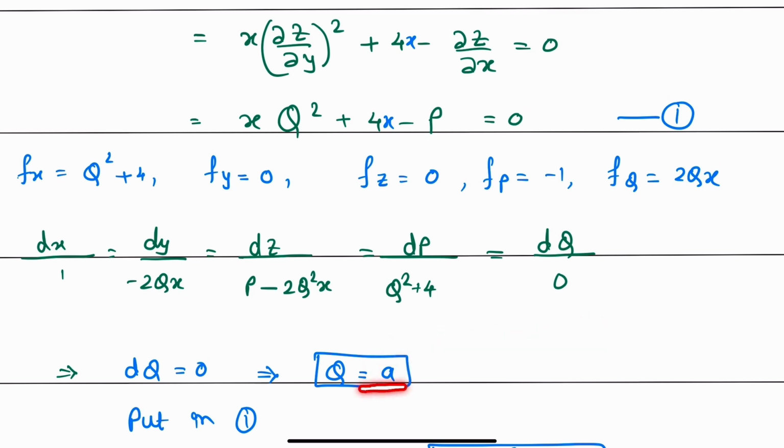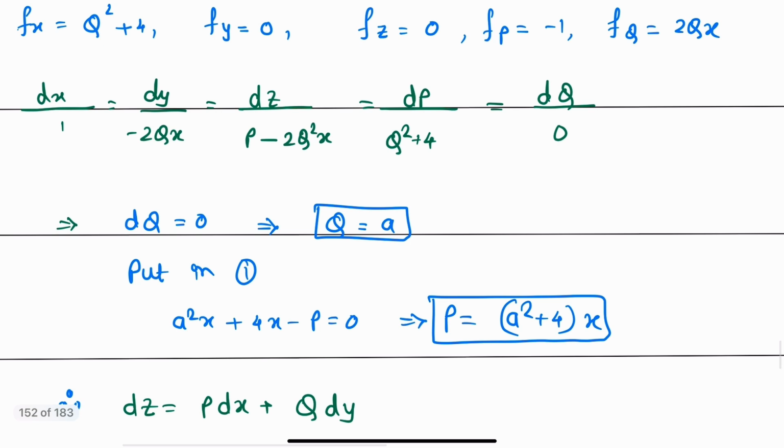Now once we have this a, let us say we put a here. What we get is a square x plus 4x minus p equals 0. From here we get p equal to a square plus 4 into x. I had told you earlier that our main goal is to find q and p. Once we have these two, then we will integrate dz equal to p dx plus q dy.